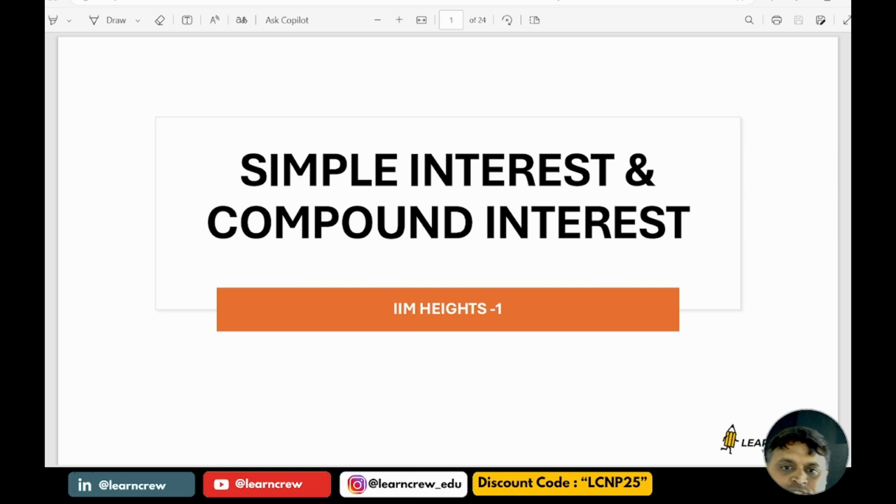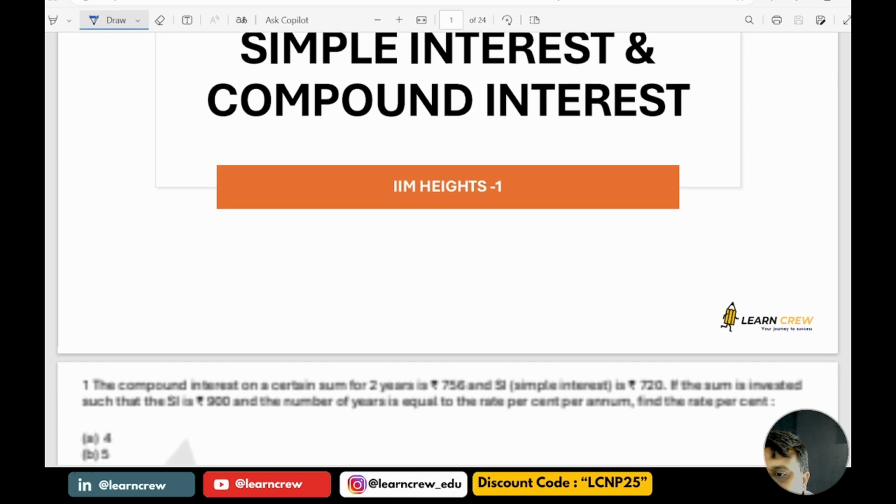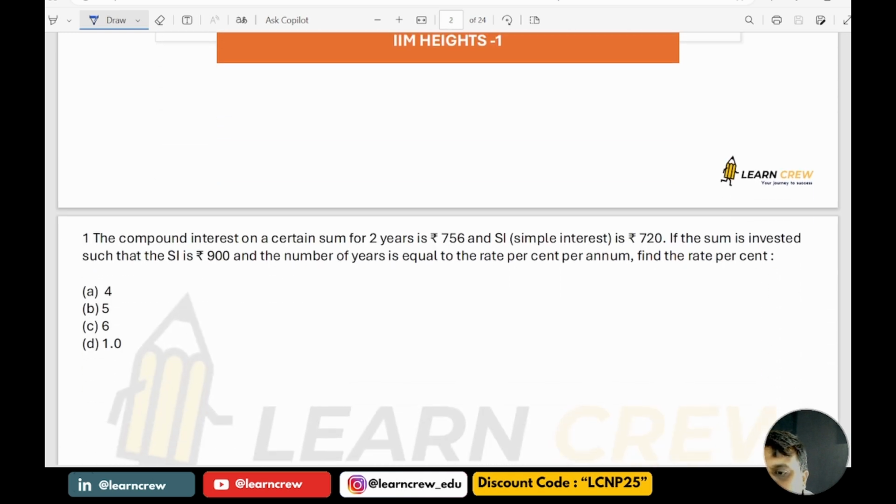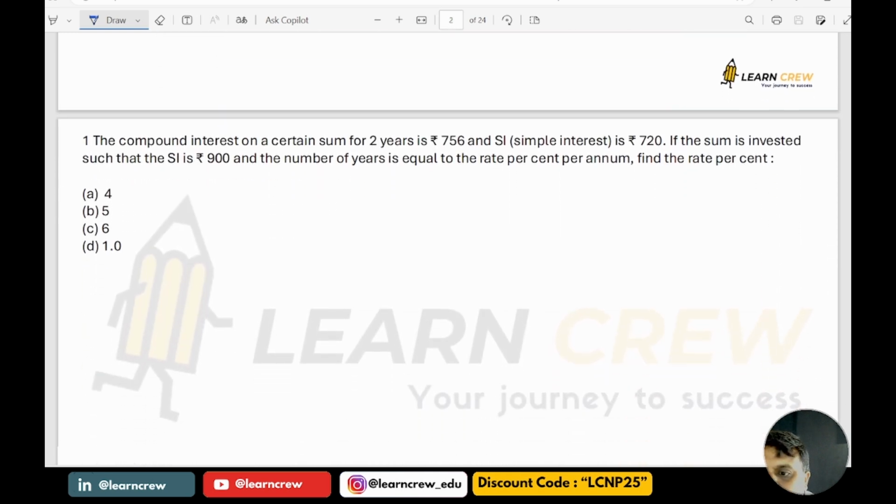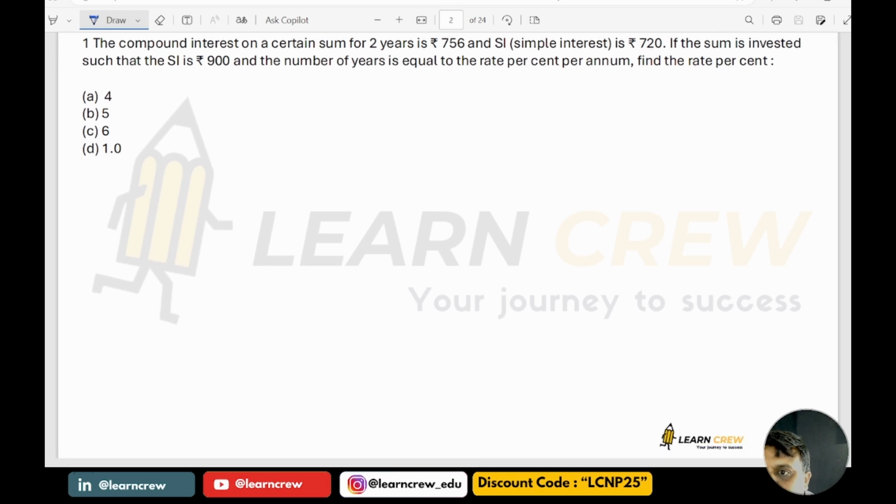So in the last session we discussed the foundation builder sheet of simple interest and compound interest. Today we are going to discuss some standard questions in simple interest and compound interest. I hope everybody has remembered the basics discussed in our simple interest and compound interest foundation builder sheet. Now let us see the questions.